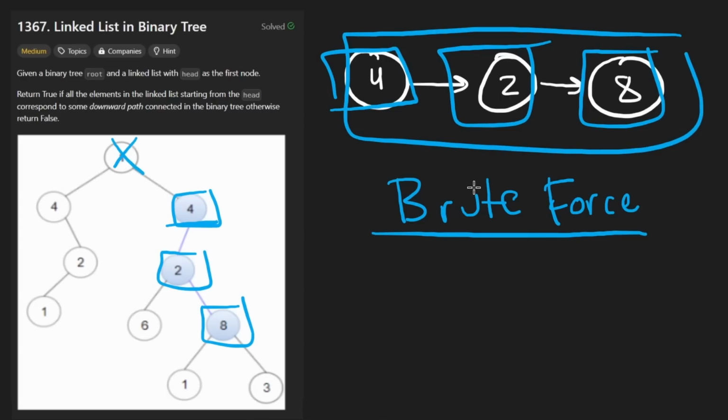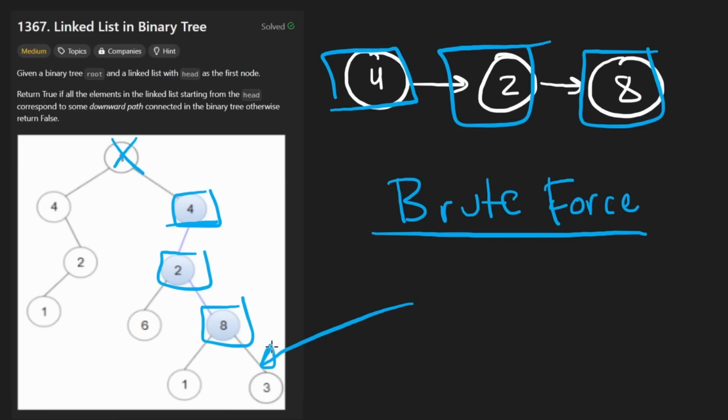How do you know that we're done though? Like in terms of code, how would you have known that we're done? We reach null in the tree? Nope.